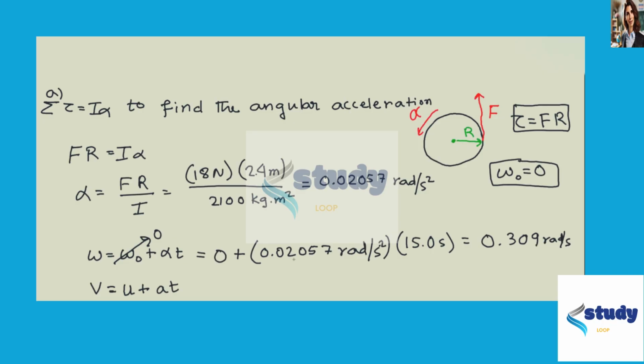So alpha is this value right here, and t is given as 15 seconds. Using those numbers, we see omega is 0.309 radians per second. Now in part B, we need to figure out how much work the child did on the merry-go-round.